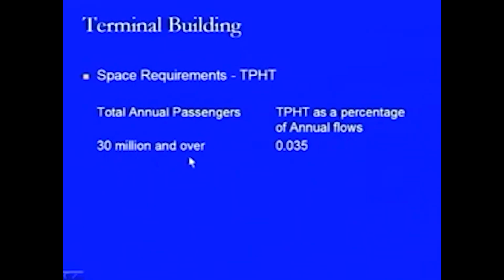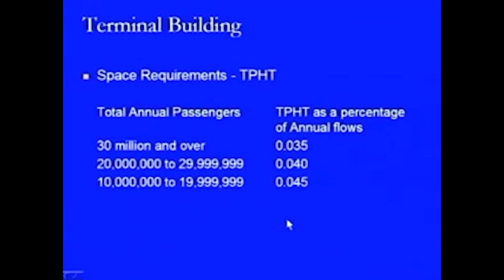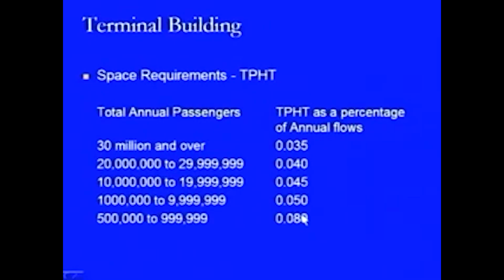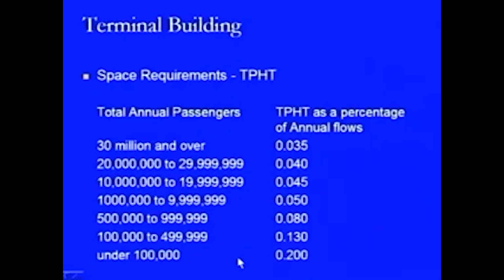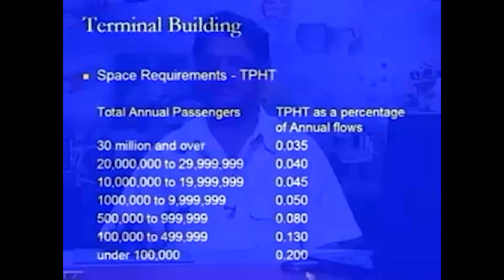So, if there are 30 million or over annual passengers, then it is taken as 0.035. Whereas, if it is 20 million to less than 30 million, then it is 0.040, then 10 to less than 20 million, 0.045, then 1 to less than 10 million, it is 0.050, and 0.5 to less than 1 million is 0.080, and if it is 0.1 to 0.5, then it is 0.13, and under 0.1 it is 0.20. That is how we generally take the values and calculate the flows.